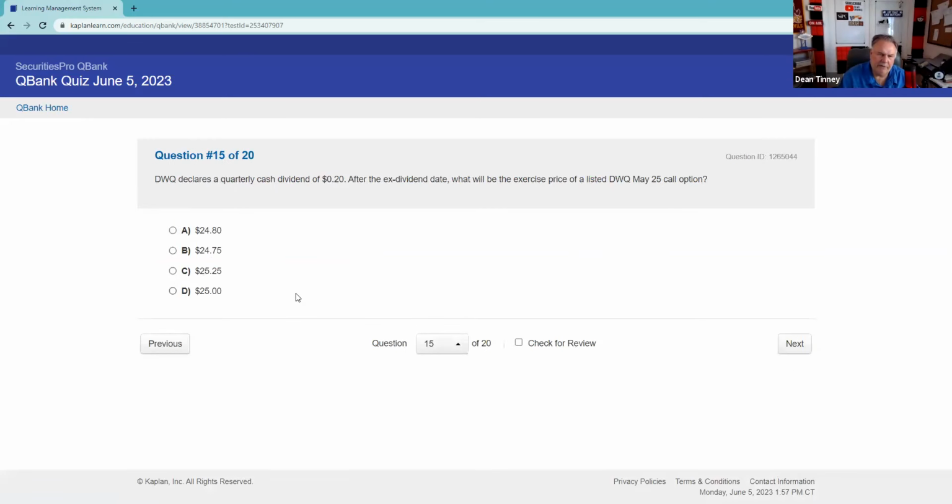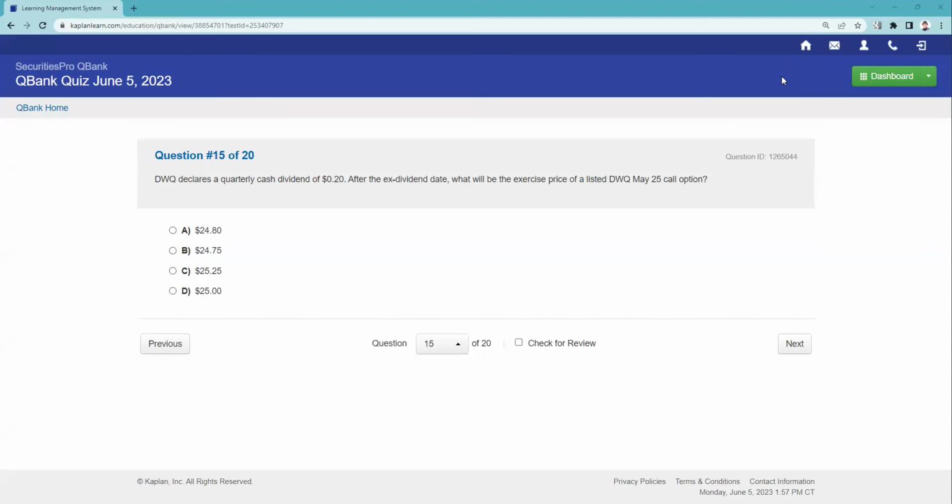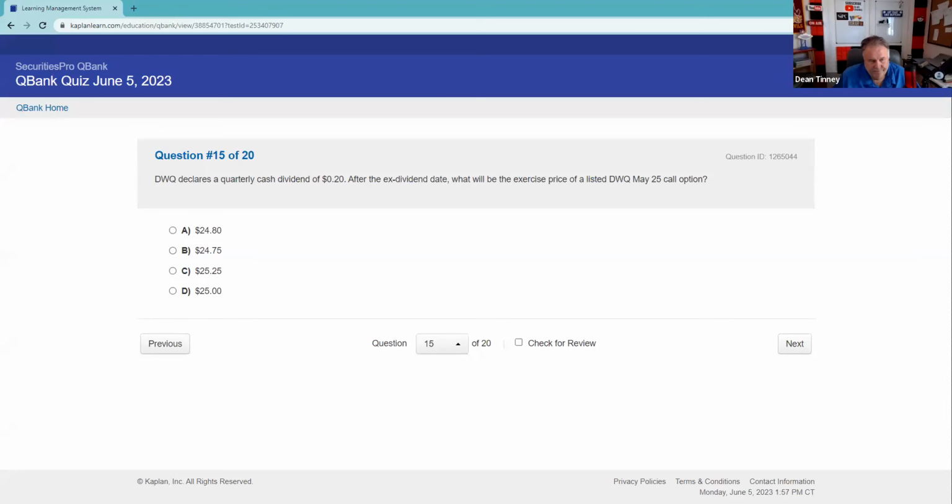DWQ declares a quarterly cash dividend of 20 cents after the X date. What will be the exercise price of a May 25 call? Okay, so the annual is 80 cents. After the X date. Your answer is?